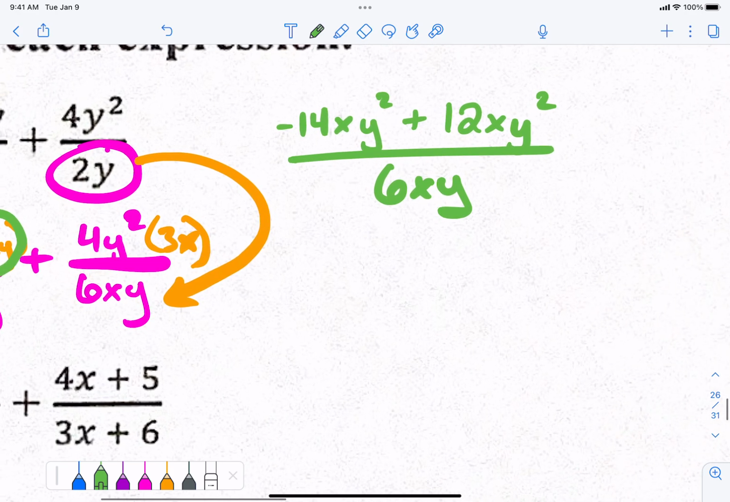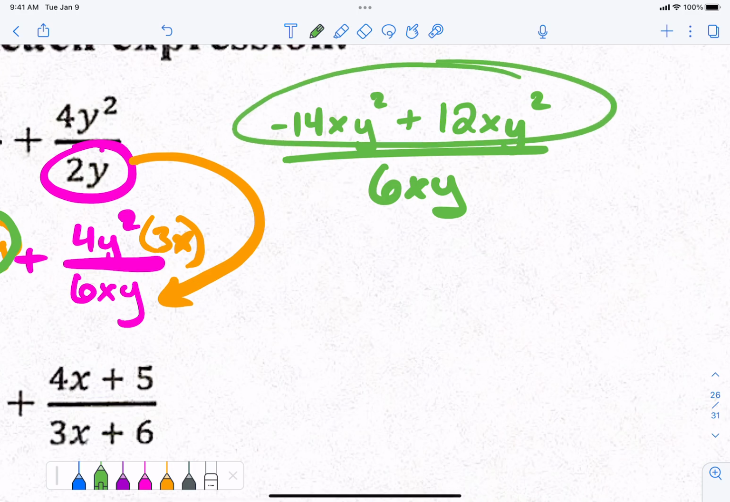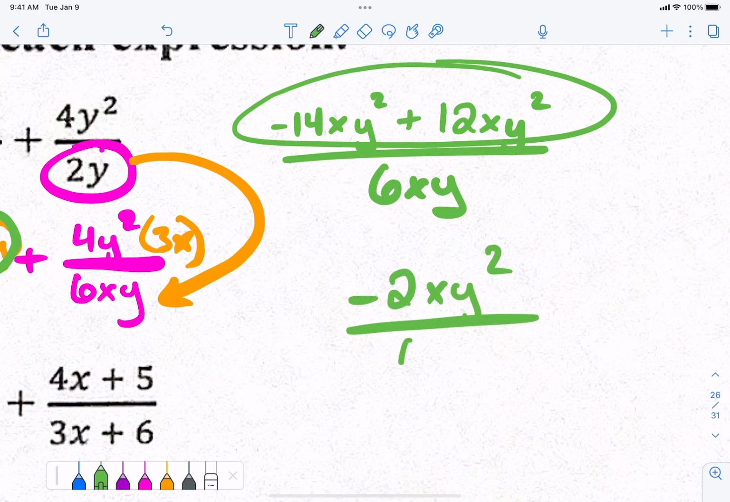Why not? This top right here, negative 14xy squared and 12xy squared, those are the same. What is negative 14 plus 12? Negative 2xy squared. They were really mean to you, you know that? Because we're still not done. Oh, we have to reduce.